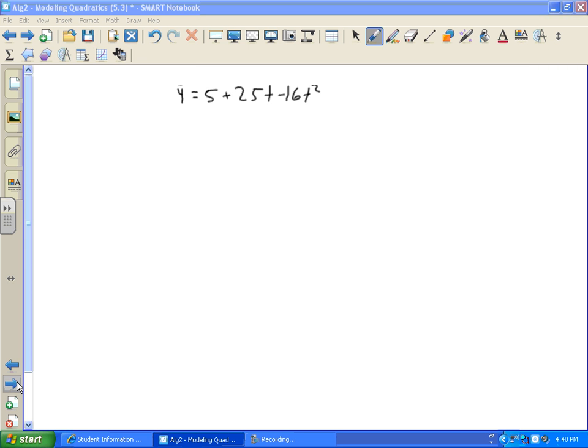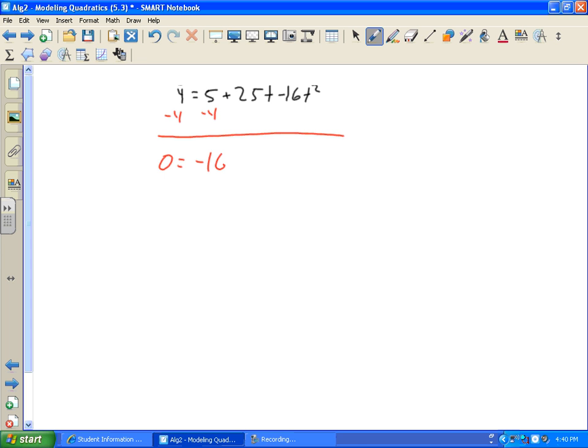I think what I'm going to do first, I'll go ahead and subtract 4 from both sides. That's going to give me, and I'm going to put it in standard form when I do that, negative 16t squared plus 25t plus 1. Negative 16t squared plus 25t plus 1, I'll tell you right now, it doesn't factor. So we're going to get into the quadratic formula here. A equals negative 16, B equals 25, and C equals 1.